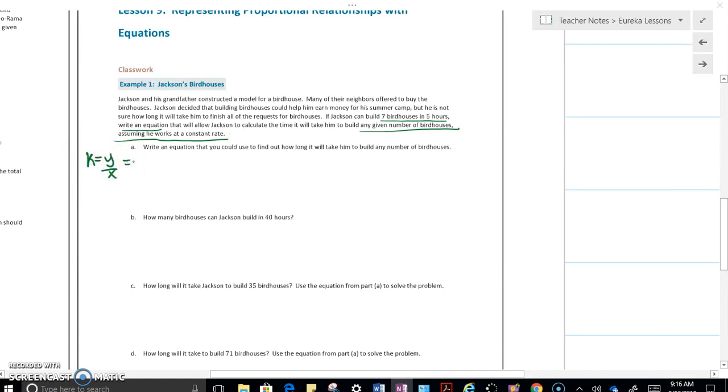But I'm going to go ahead and use birdhouses over hours. You could actually do hours over birdhouses. It all depends on the context of the problem. If they wanted to know for 1 hour or for one birdhouse, it all depends. But either way, you should end up with the same value.